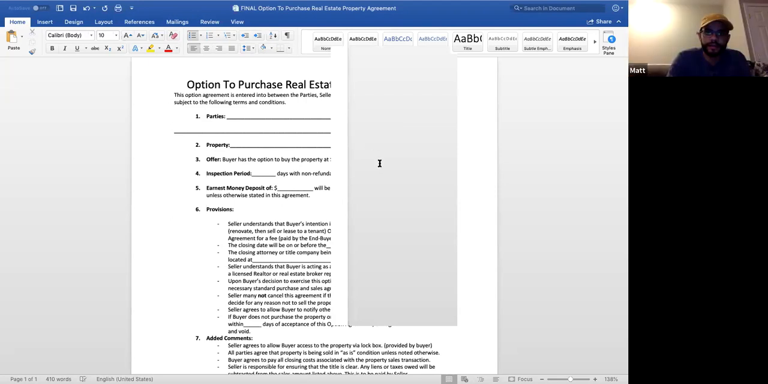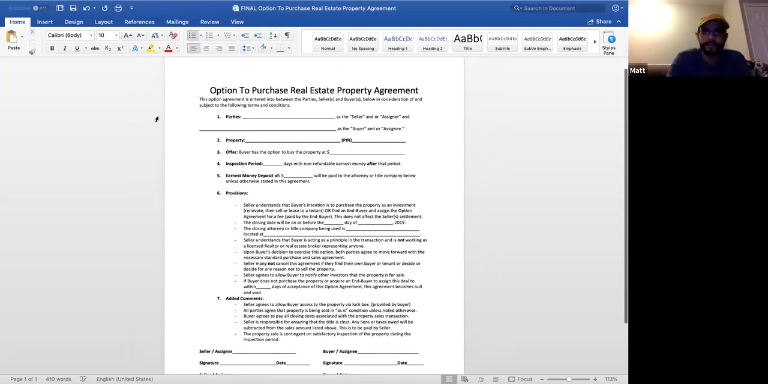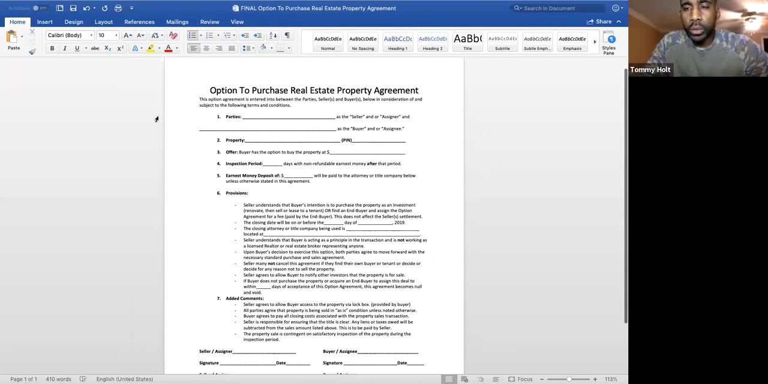Hey, Tommy. Yes. The right side of the contract is blocked out. Is it? What do you see there? I don't know why it's blocked out. Let me see. I need to make it smaller. Is that better? Yeah, that's what you see now. All right. Is it too small? Yeah, blow it up a little bit more.